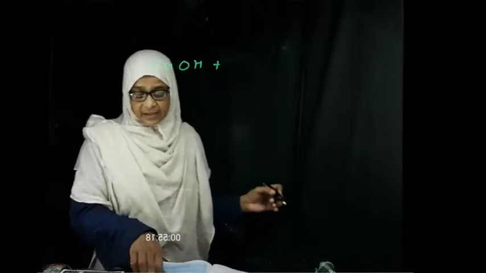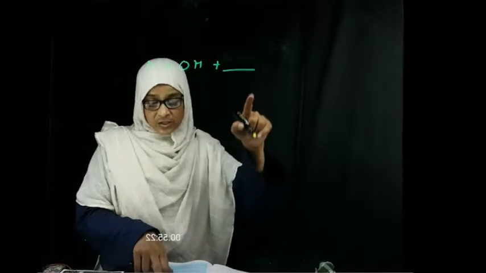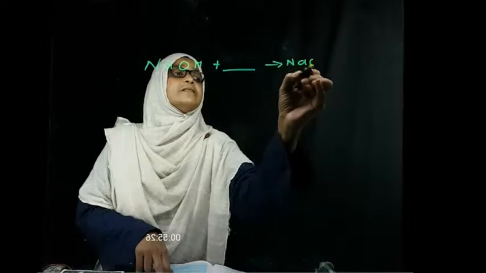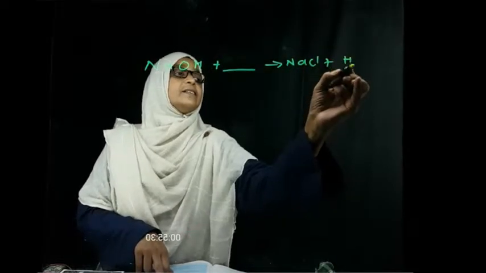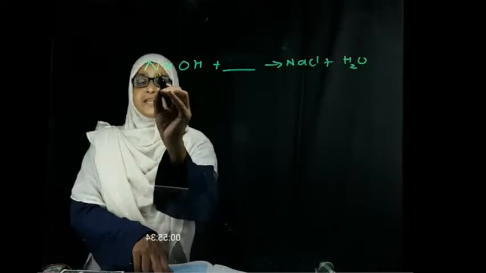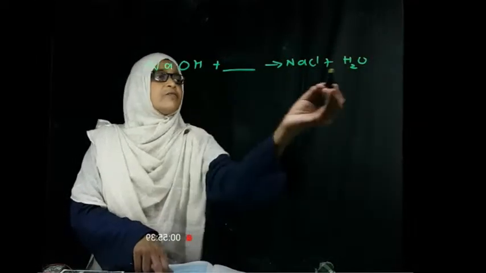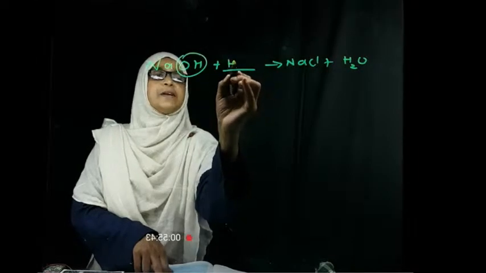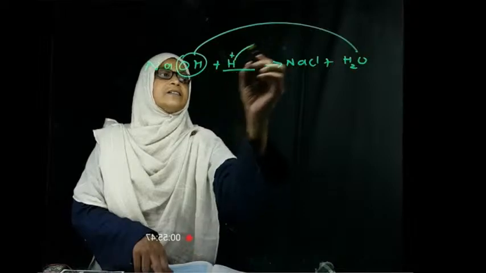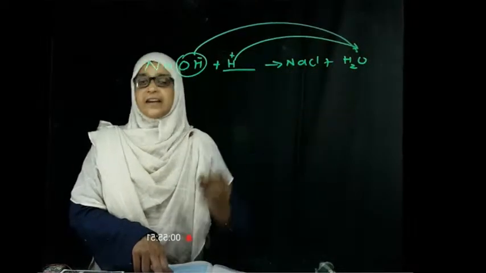Quickly we'll revise that. Complete the following sentences. You try. Sodium hydroxide and acid react to form sodium chloride and water. Here we are given sodium hydroxide and a blank forms sodium chloride and water. Sodium is from the base, and the OH here and an H plus become water. H plus and OH minus make water.